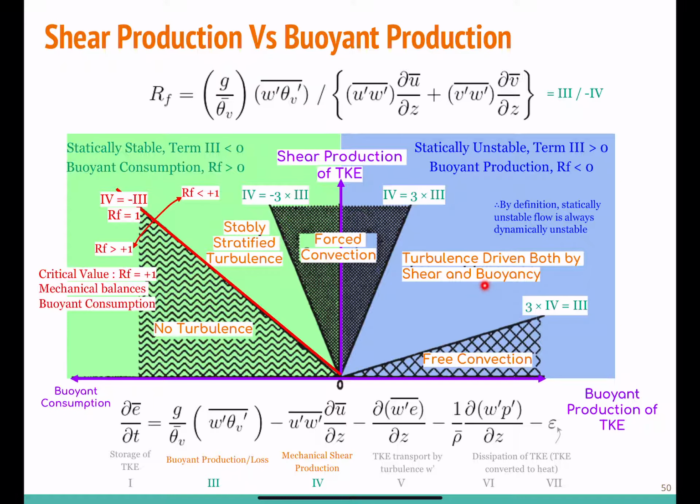Okay, and then after that, this zone is where we have turbulence generated by both shear and buoyancy, because on this side we have a statically unstable condition. Okay, and then after that we have very little shear production, but the buoyant production is strong. It's called free convection because it's getting the energy from the thermals, so we call this free convection.